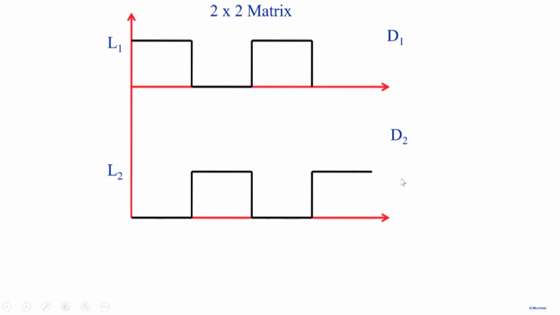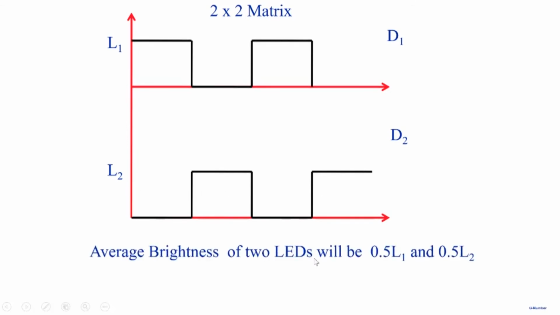The problem with this is, we are displaying the data row by row, and we are saying if you do it fast enough, then the eye will average it out, and you will get the right image on the screen. But the problem is, if I turn D1 on, and then when it goes to the next row, D1 is off, and then I turn D1 on again, the eye will average it out, and I will see an average brightness, which is L1 by 2. Whatever is the brightness of the LED, it will see L1 by 2. Whatever is the brightness of D2, it will see only L2 by 2. So the average brightness of the two LEDs will be 0.5 L1 and 0.5 L2.